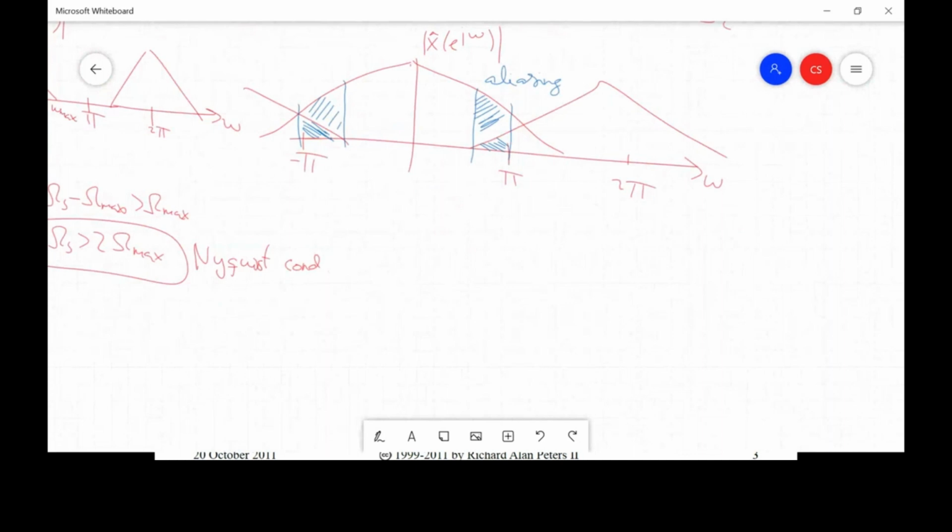Let me have more space. I will draw them more separately. So the idea is the same, but they will be more separate. Okay. Now, this is omega naught. This is minus omega naught. Okay, now I have aliasing. I have fewer samples than required.